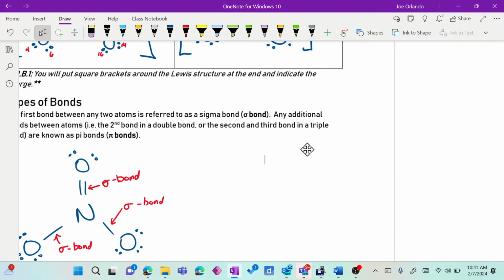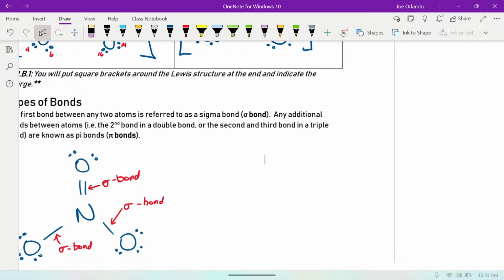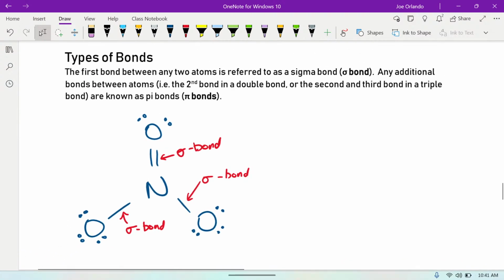Okay, so the first bond between any 2 atoms is always called a sigma bond. And then the second or third or fourth bond between things is always called a pi bond.